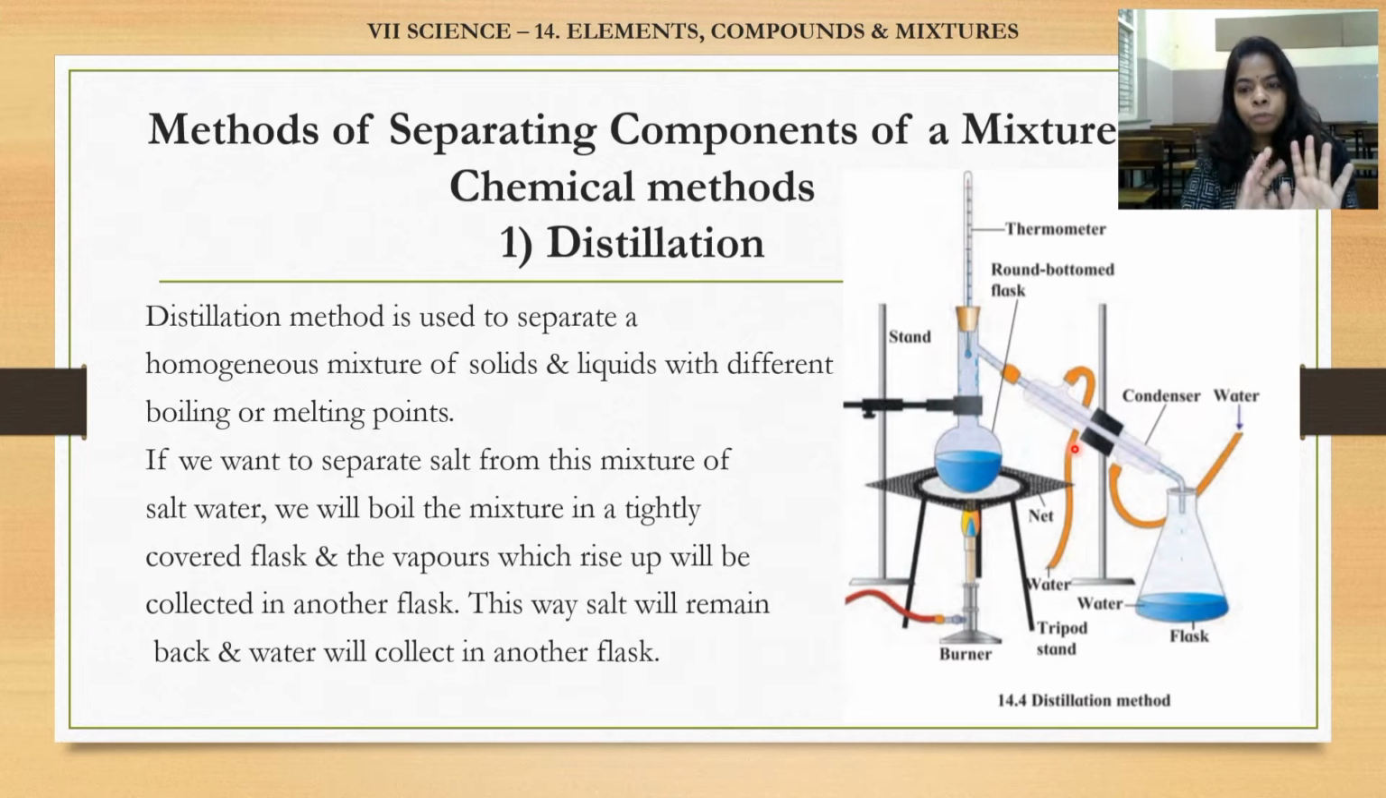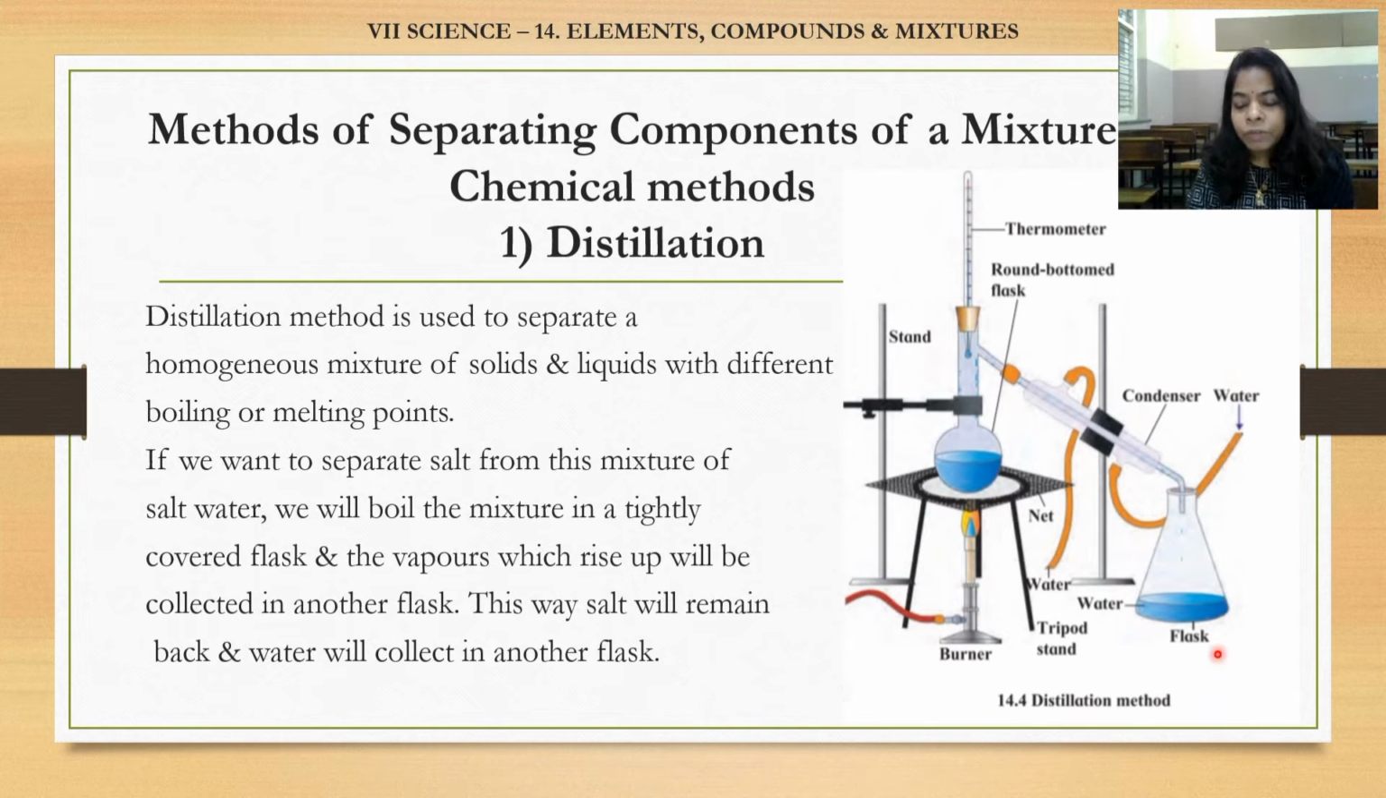Water in the outer pipe is going to circulate. From one pipe, water is going to come in, from the other pipe, water is going to come out. So in the outside pipe, water is going to circulate, and that water is going to cool down the vapors, which will be collected as liquid in another flask.